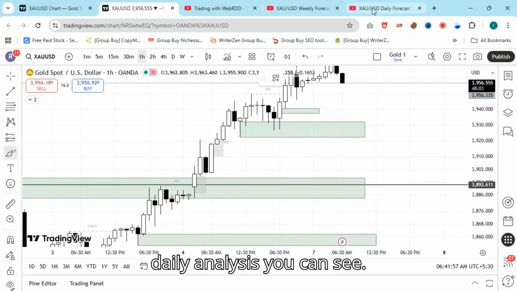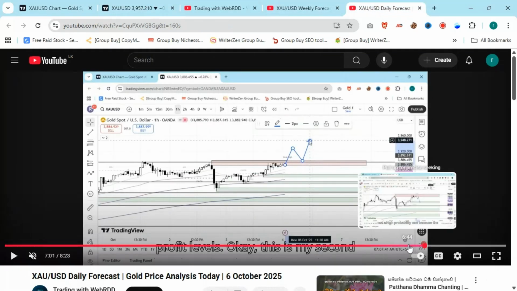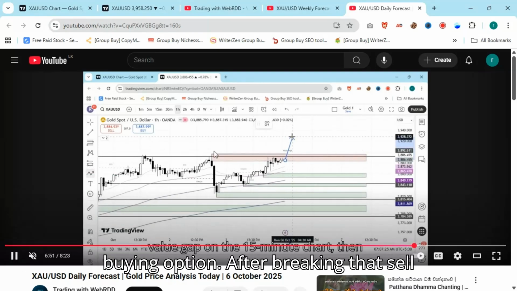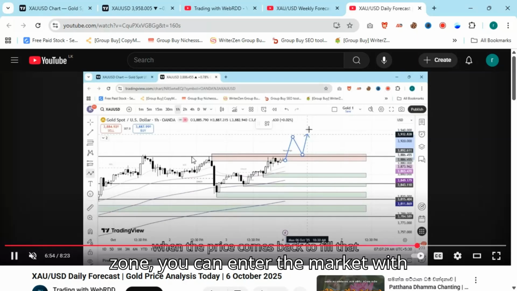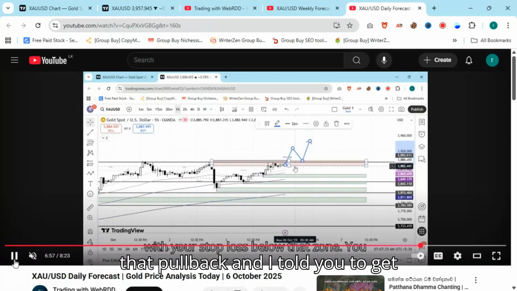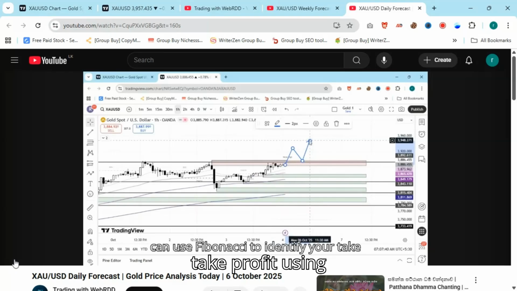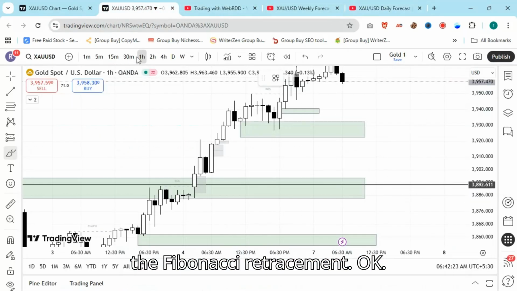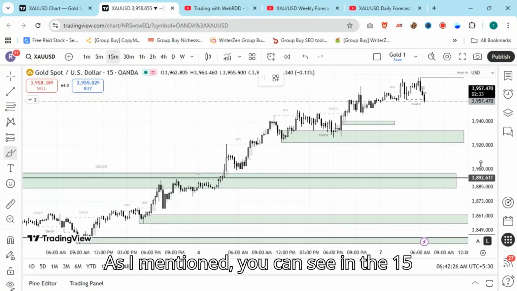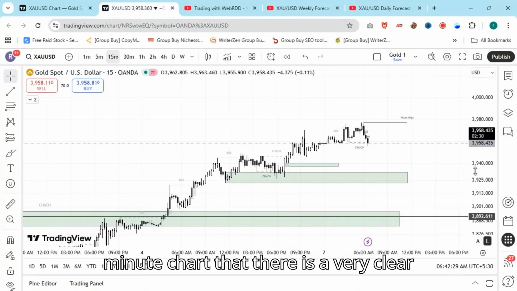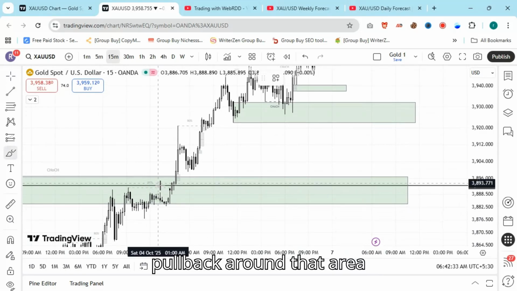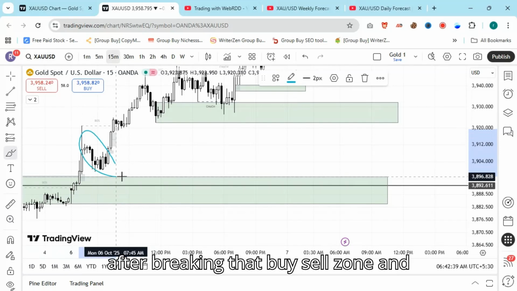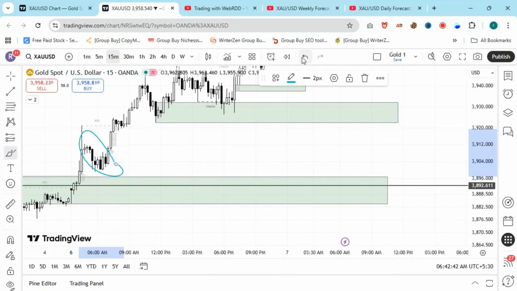In my daily analysis, you can see I clearly mentioned my second buying option. After breaking that sell zone, you can enter the market with that pullback. And I told you to take profit using the Fibonacci retracement. As I mentioned, you can see in the 15-minute chart that there's a very clear pullback around that area after breaking that buy sell zone. And that is the entry position.